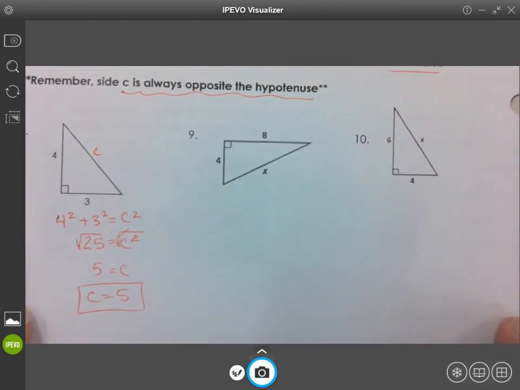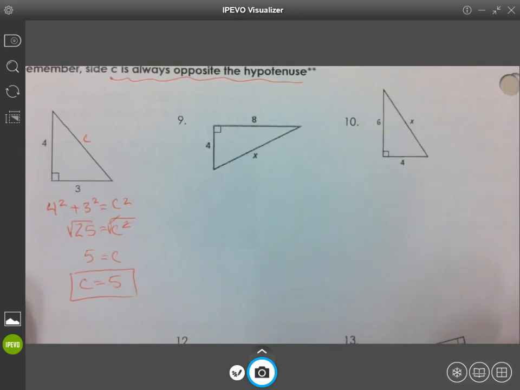All right, so go ahead and set up 9 and 10. We'll go over those. So set up and do 9 and 10.